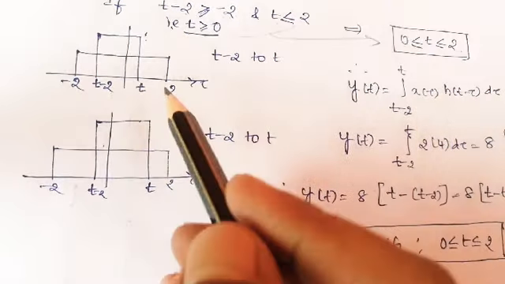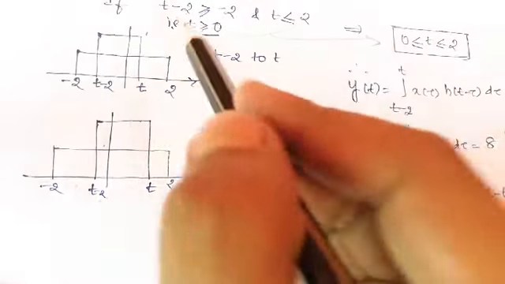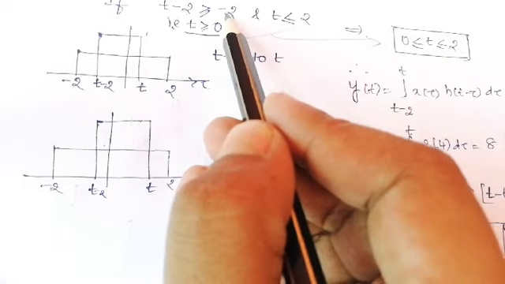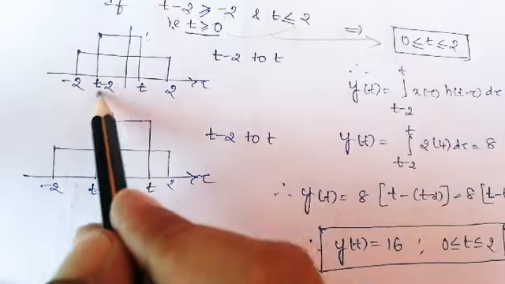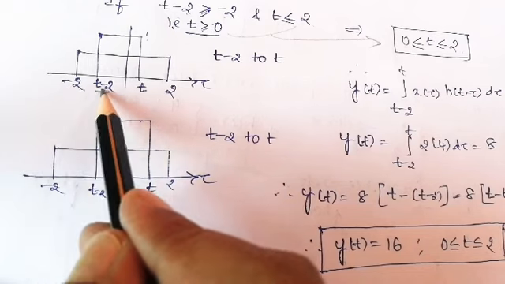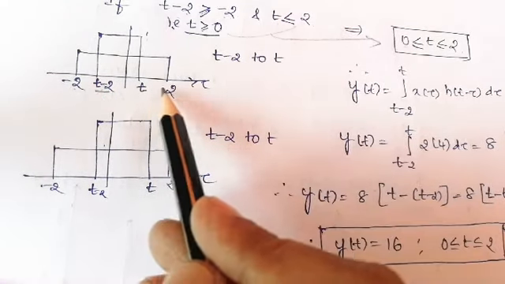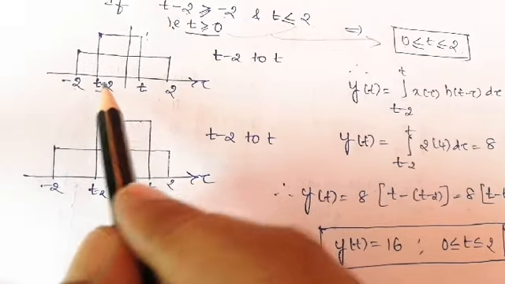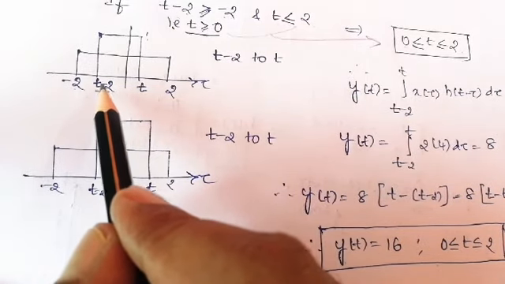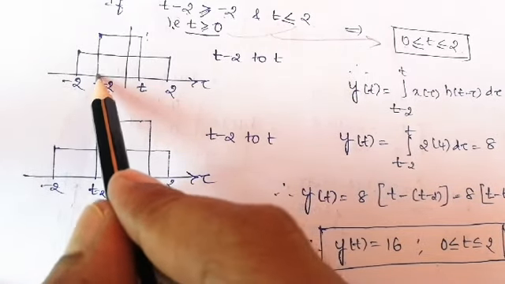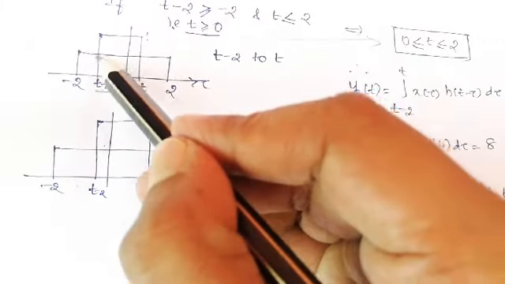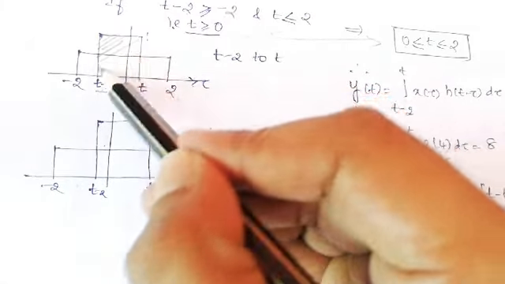Then sketch the signals. What is the condition? If t minus 2 is greater than or equal to minus 2, t minus 2 is greater than minus 2, and t is less than or equal to 2. So now tell me, what is the overlap region here? The overlap region is t minus 2 to t. This amount of signal overlaps.